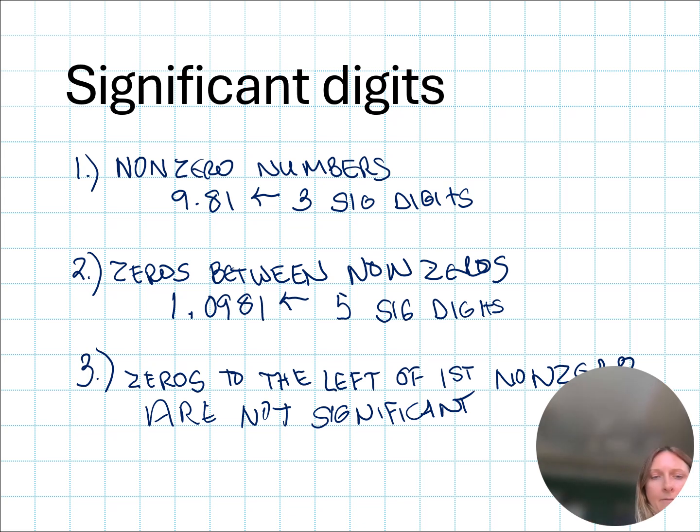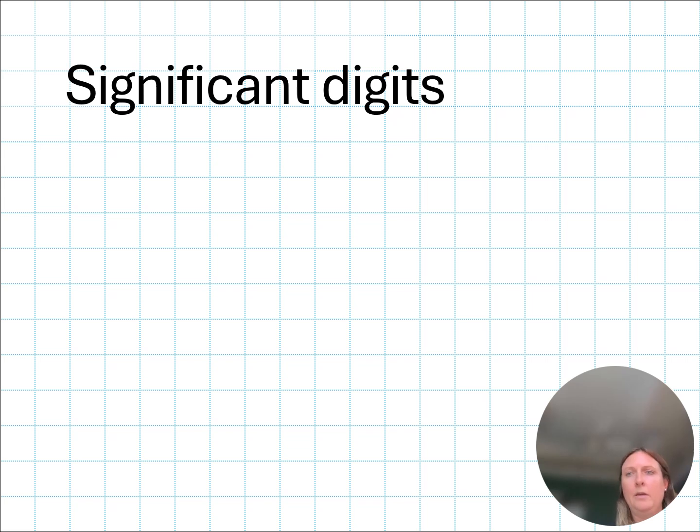So here, if I give the example of 0.0981, here we've got 3 significant digits. Because those first 2 zeros that are to the left of the 9 would not be considered to be significant. All right, last case is what if we have a 0 that is to the right of non-zero numbers?